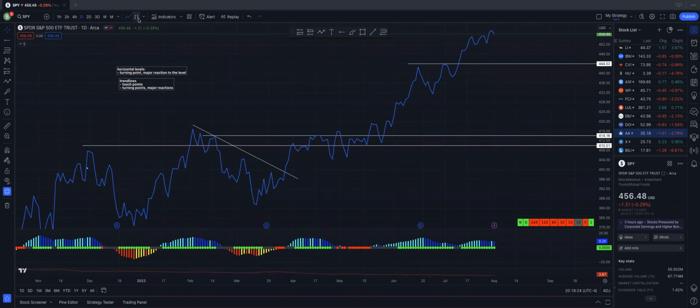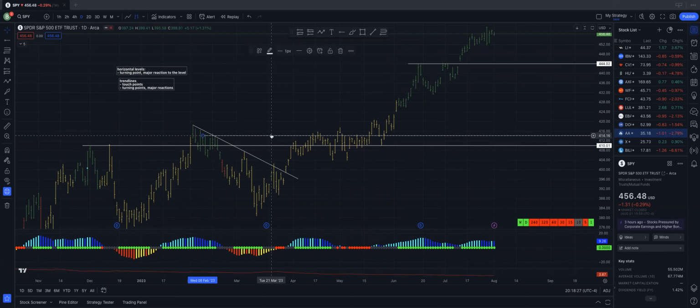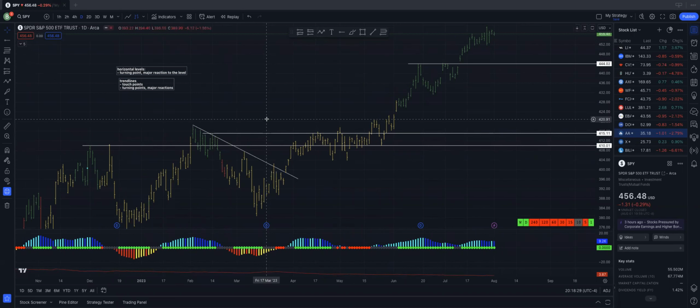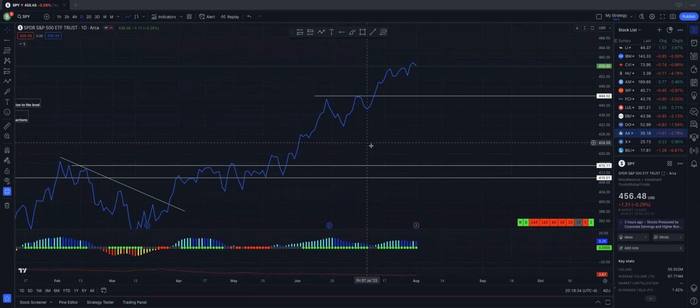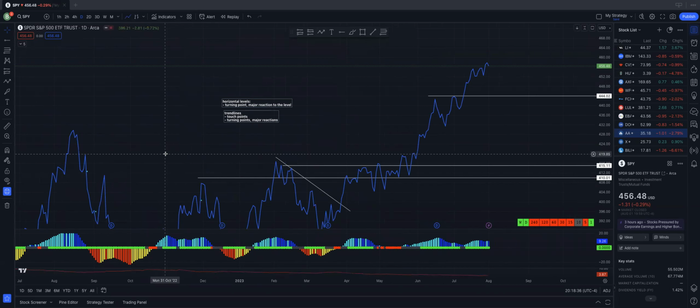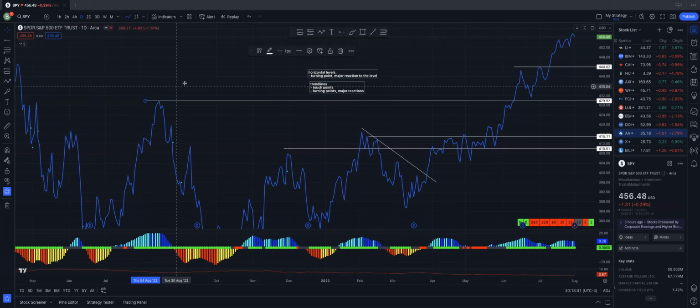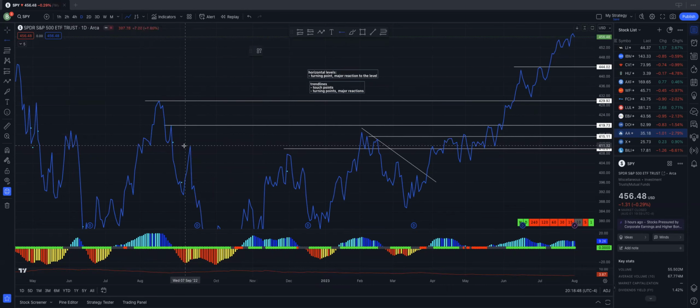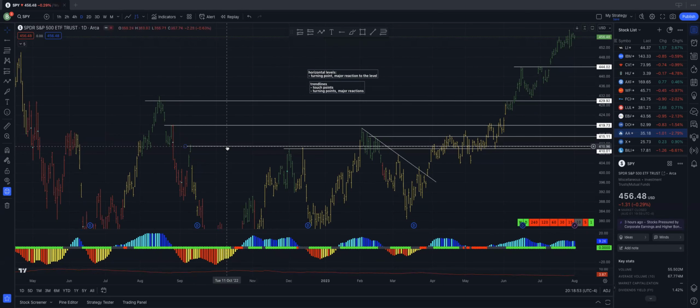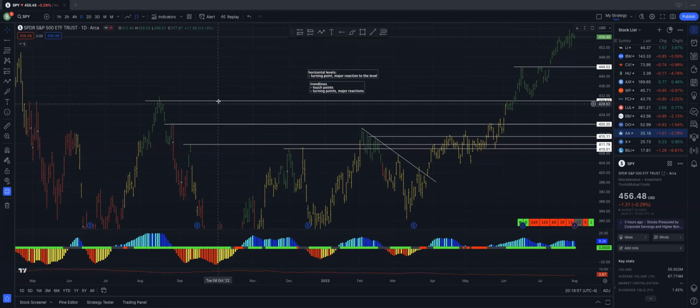So now we might need to go back and retrace it and say, okay, it's actually right here. And then we go here. Let's see, where's another strong reaction? Right here. And another strong reaction here. Another strong reaction here. We can go back and edit the chart as needed, right? So picking the highs.